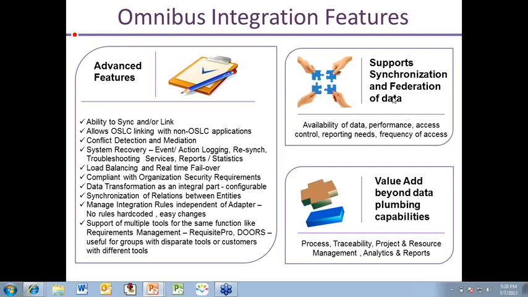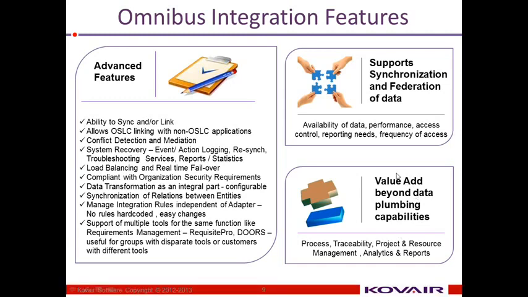On the right hand side, we see that Omnibus supports both synchronization and federation of data. This lets us get all the data, performance, access control, reporting needs, everything centralized and accessible in Kovair. And we are not only pushing the data from one tool to another, but we enable process, traceability, project and resource management, and analytics and reporting from all the tools.